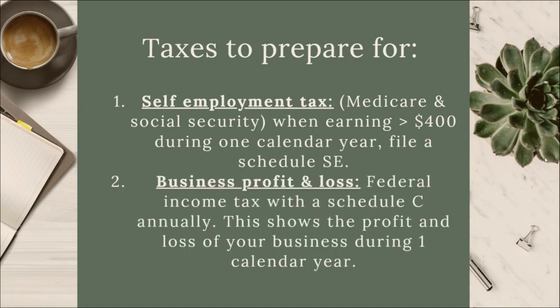Number 2, business profit and loss. This is federal income tax with a Schedule C that you file annually. This shows the profit and loss of your business during one calendar year. This is where it gets really tricky. This is where it's vital to hire a certified public accountant, CPA, or a tax accountant that will help you work through this complex form of tax. They are really worth the investment, and you can write this expense off in your business. It's a win-win for sure.